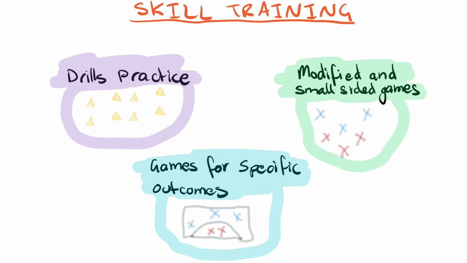When we look at this concept of skill training, there are three key areas that you need to make reference to. The first area is drills practice, and then modified and small-sided games, and games for specific outcomes. Coaches and sports practitioners will use different types of these three skill trainings to maintain motivation, to improve technique, and to improve tactics and decision-making for athletes when under pressure.